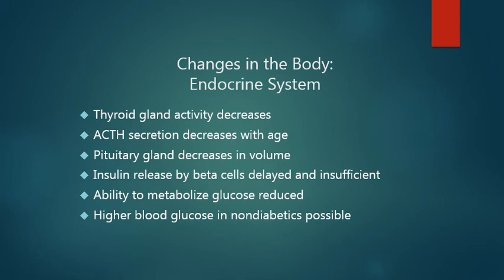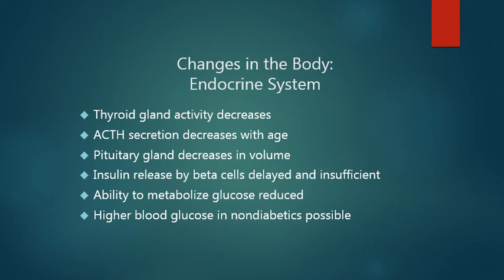Let's talk about the endocrine system. The thyroid gland activity decreases, so their T3, T4, TSH may be altered. Their ACTH secretion decreases with age. Pituitary gland decreases.